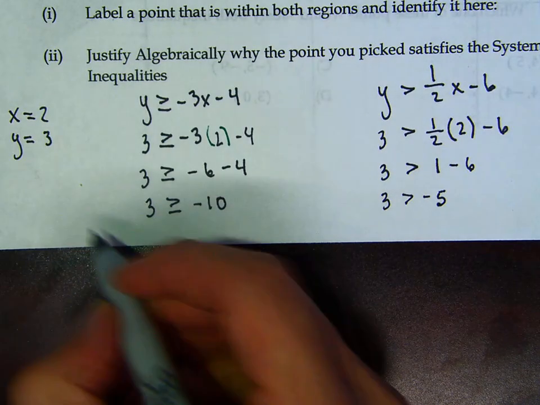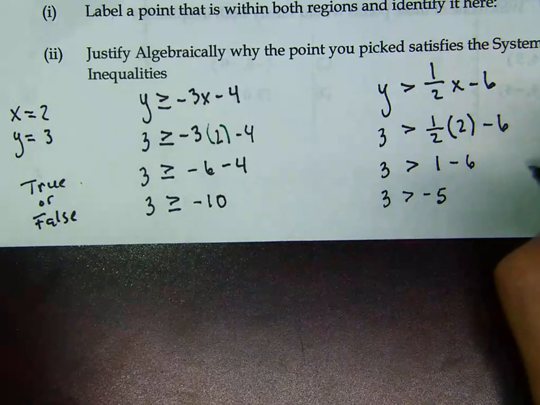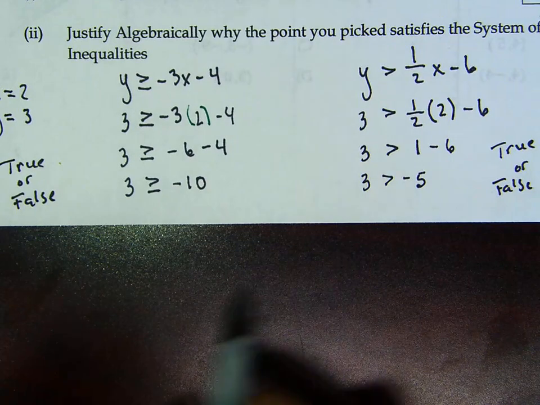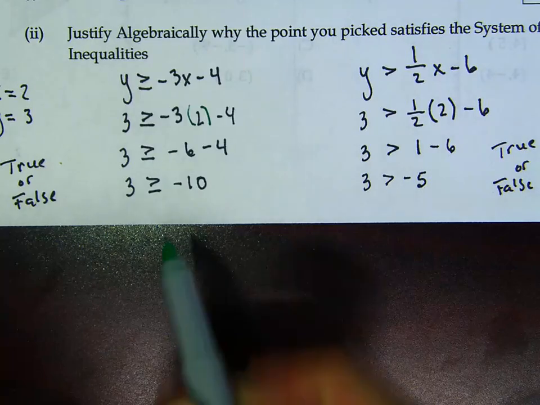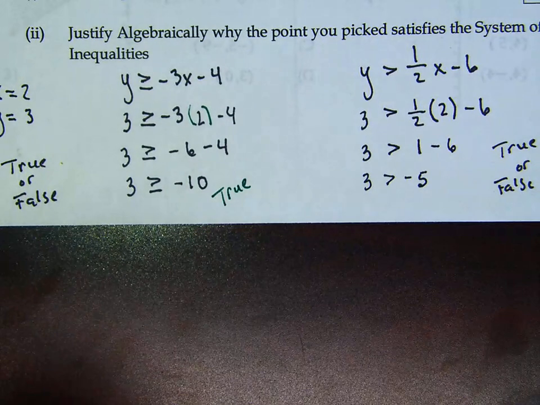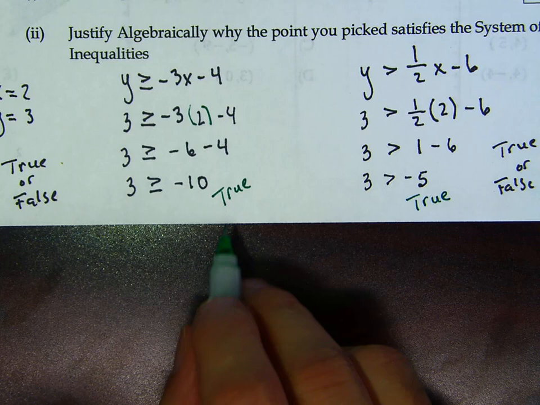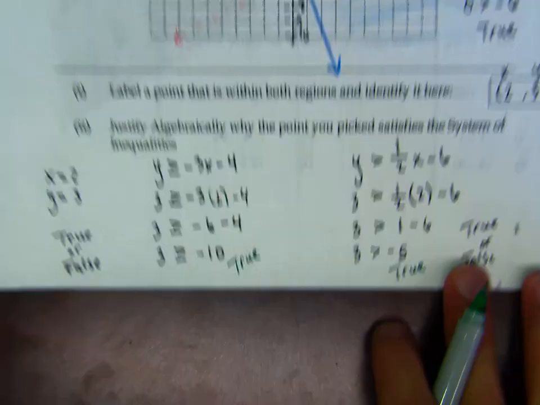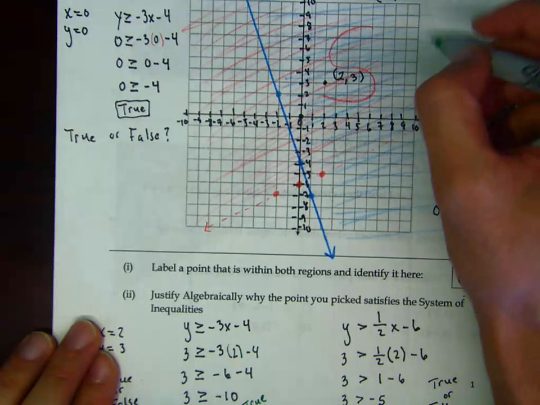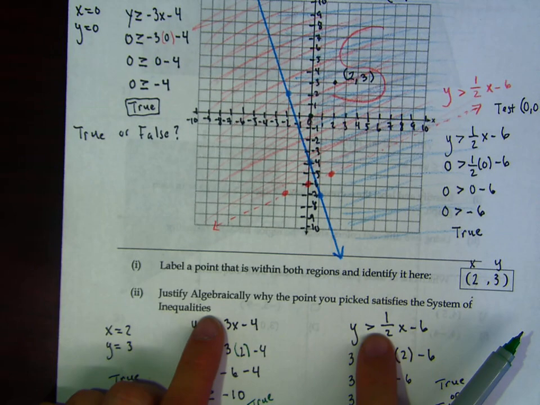Now what you have to ask yourself is, is this true or false? Pause the video, take your time. What do you notice? Is 3 greater than or equal to negative 10? That is true. Is 3 greater than negative 5? That is true. You see, what's happening is if I pick any point in both the red and the blue region and plug it into both inequalities, it will be true.